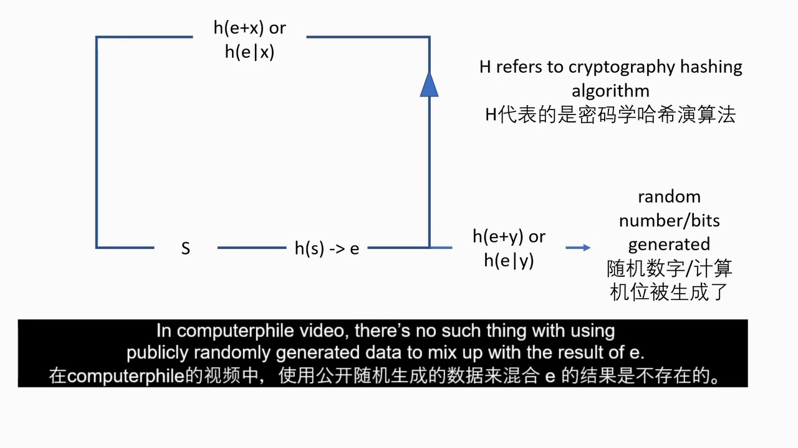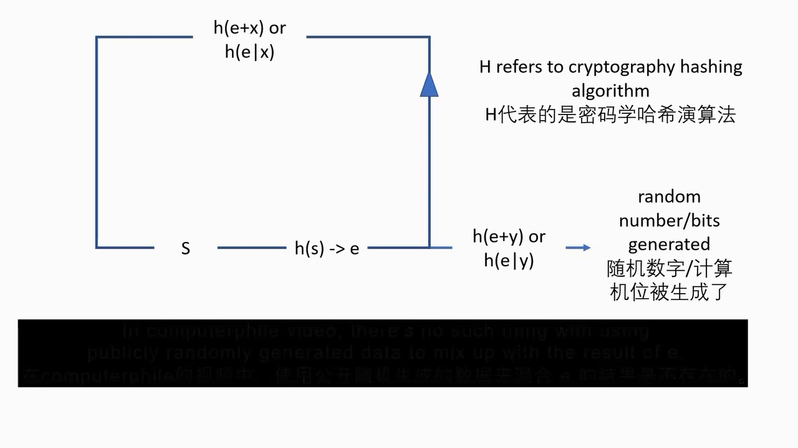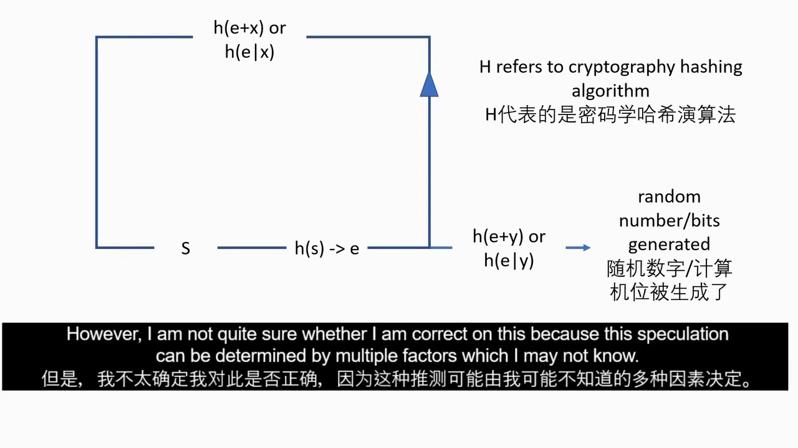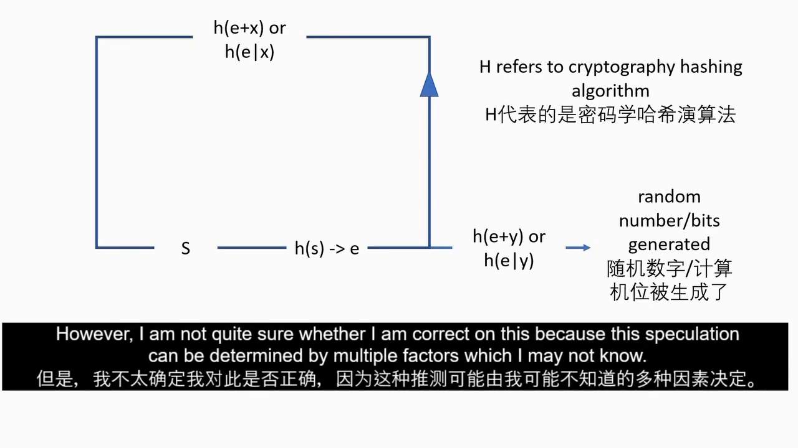In the Computerphile video, there is no such thing as using publicly, randomly generated data to mix with the result of E. I think that by not mixing the result with public data, there could be cryptographic security issues. However, I am not quite sure whether I am correct on this, because this speculation can be determined by multiple factors which I may not know.